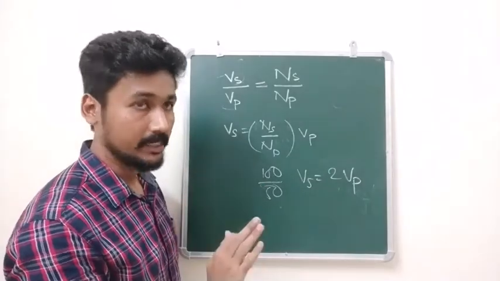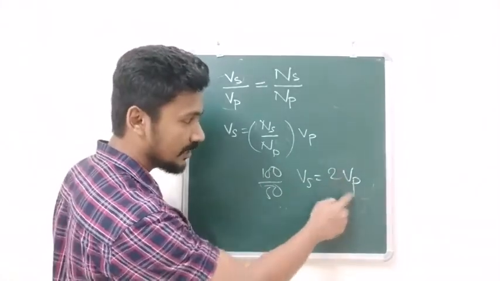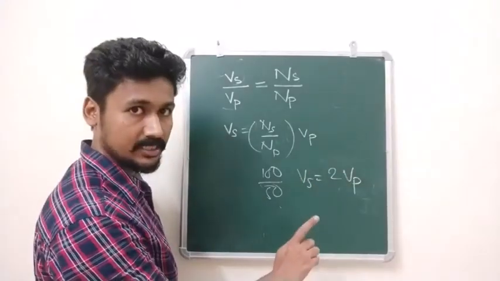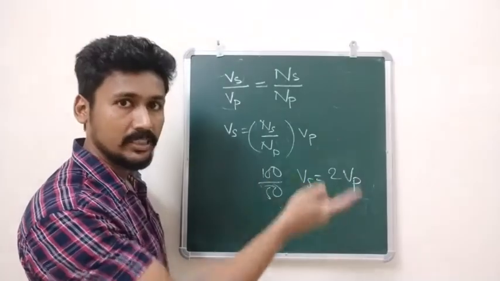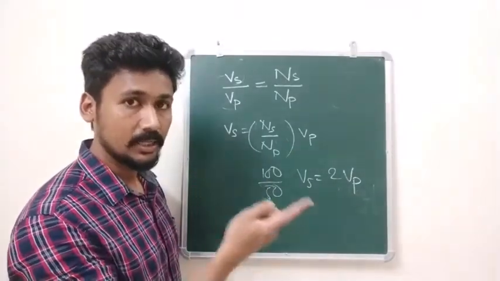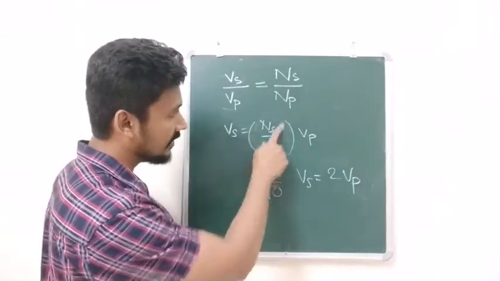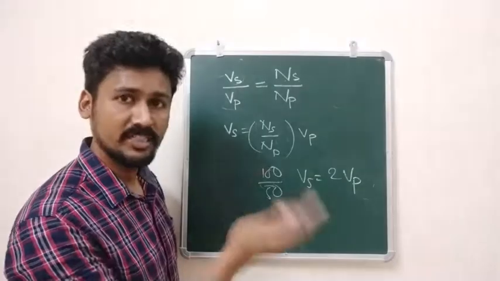So here is the meaning: in the primary coil you are sending a certain voltage, let us say 100 volts. But in the secondary coil, the induced voltage you get is actually twice of that, which is 200 volts. So you can increase the voltage simply by increasing the number of turns in the secondary. And of course, the converse is also true.